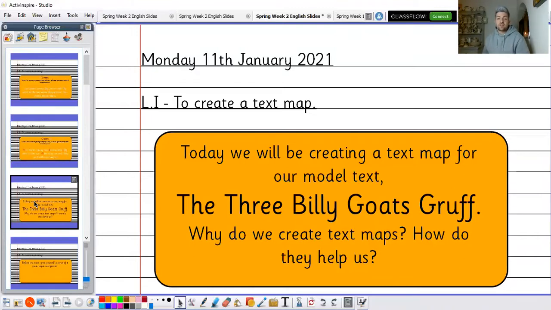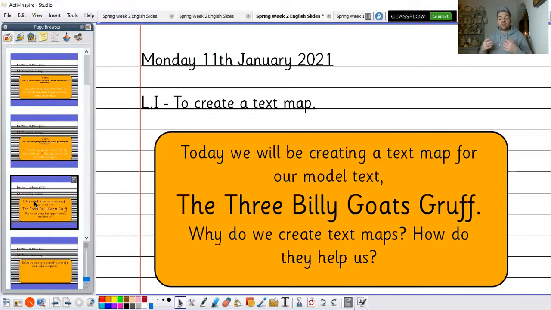The most obvious reason we use them is to help us with our writing. They help us to structure our writing so that we can remember all the different parts of the story. They help us to learn the story. Obviously, we will be learning The Three Billy Goats Gruff off by heart, so having a text map to look at really helps us remember all the different parts of the story.